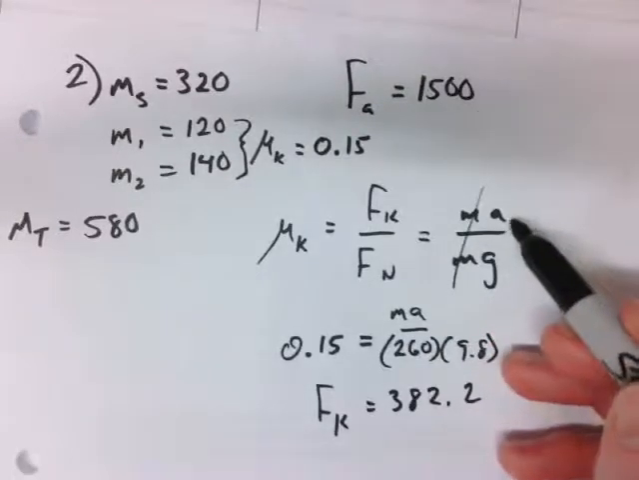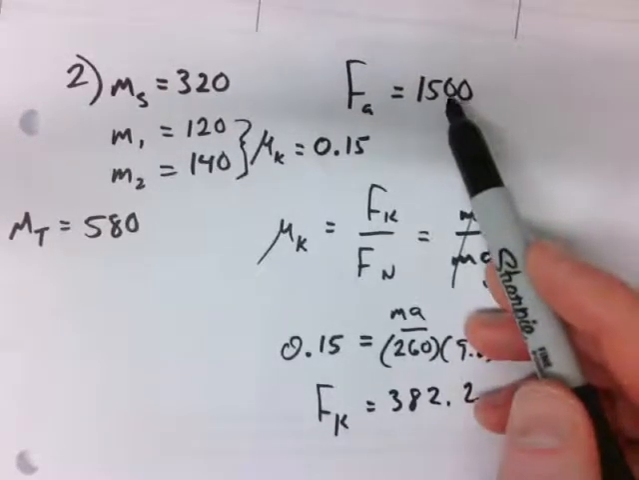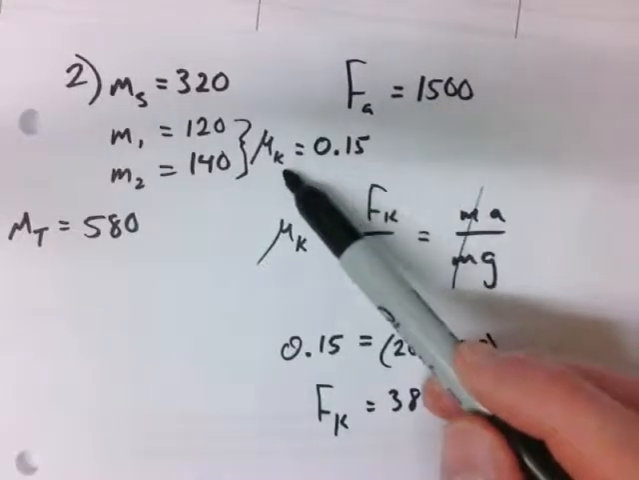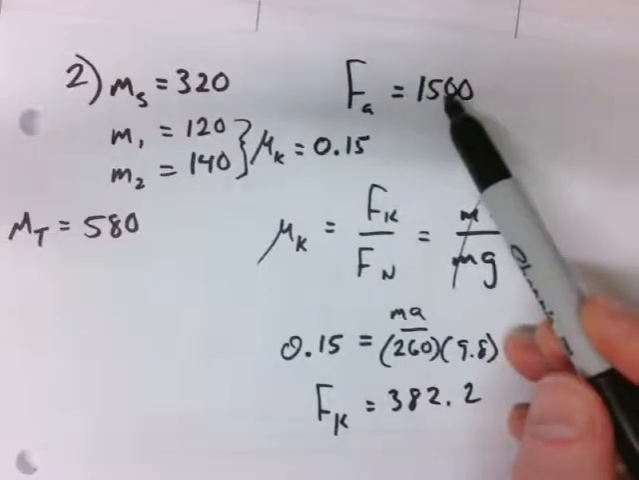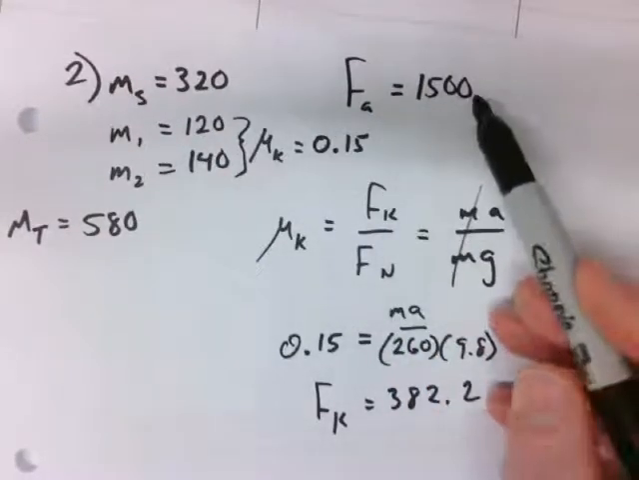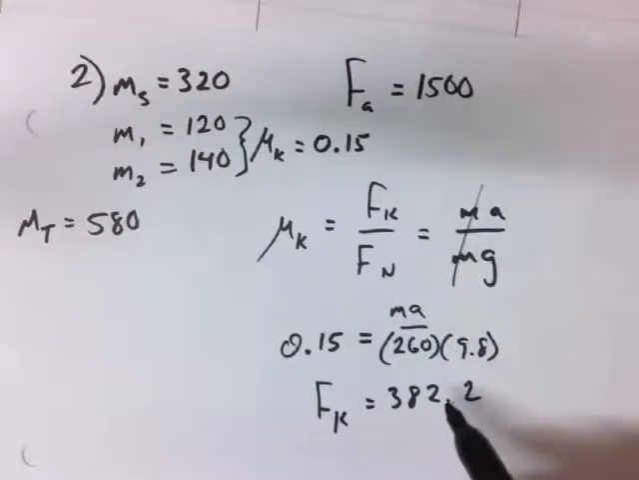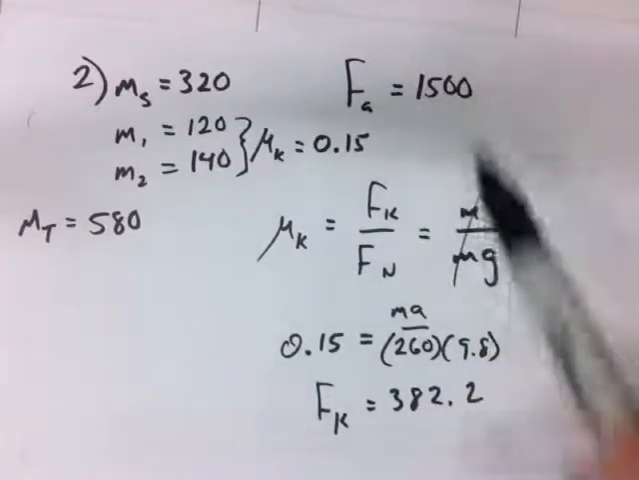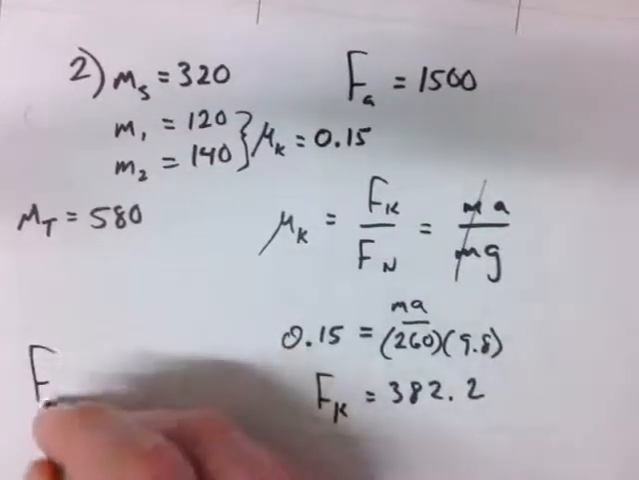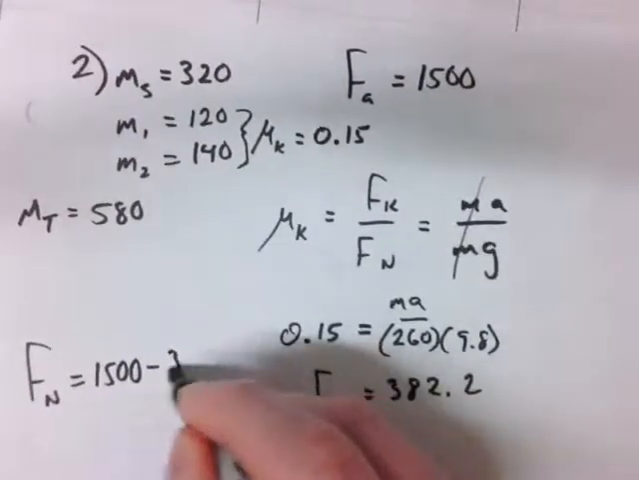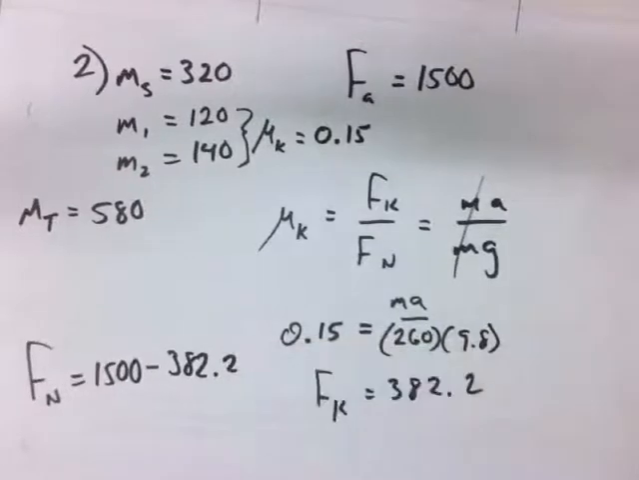Now, if I would have done this acceleration thing, I could have figured out what the acceleration would be with no friction. So just this divided by the whole shooting match, everything, of what the acceleration should be without friction, then I could just find the difference if I figured the acceleration out here. Make sense? Regardless, I'm going to figure out the net force. So F net is 1,500 minus 382.2.